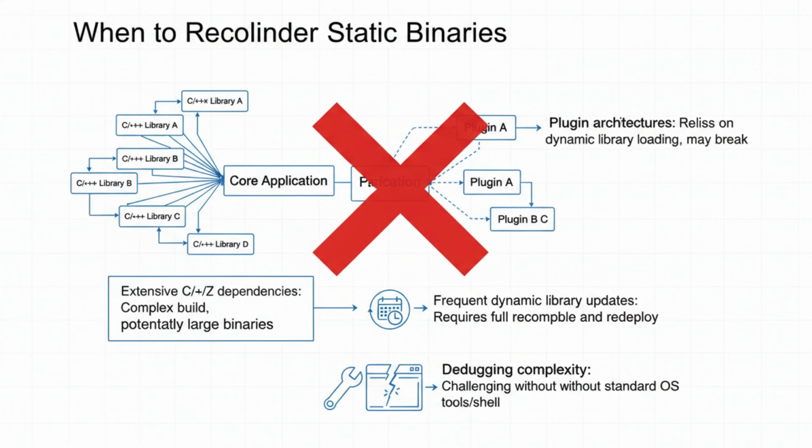Despite their many advantages, static binaries aren't a silver bullet for every scenario. There are situations where they might not be the optimal choice. If your application has extensive C or C++ dependencies, especially those with complex build systems or many transitive dependencies, static linking can become incredibly challenging or lead to excessively large binaries.